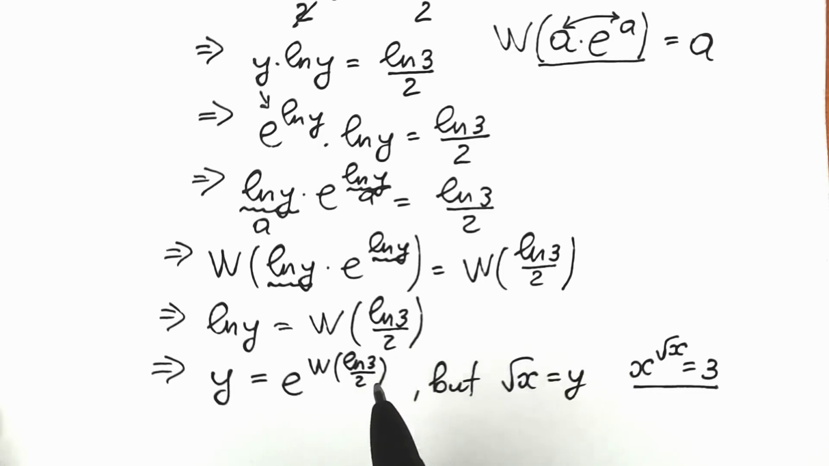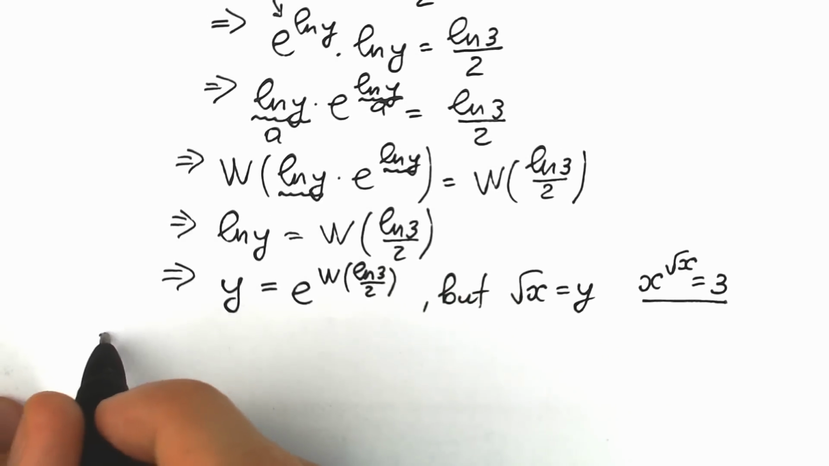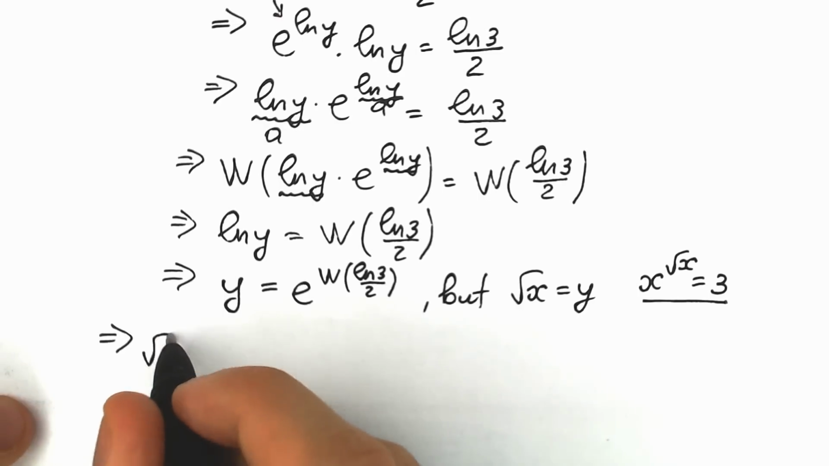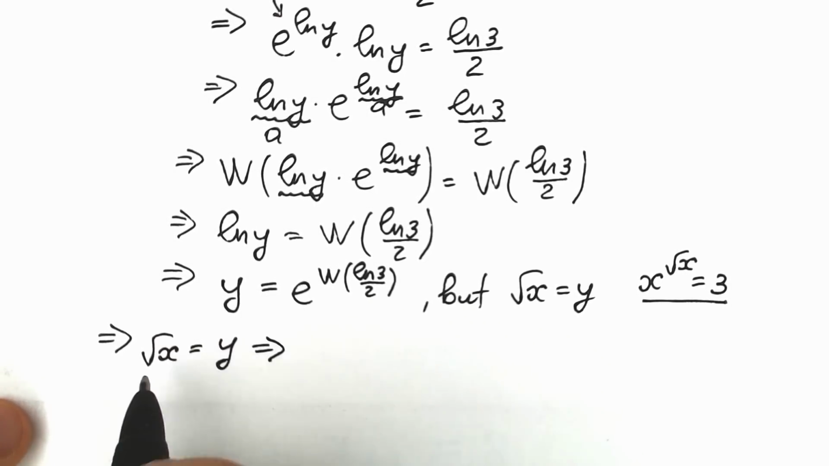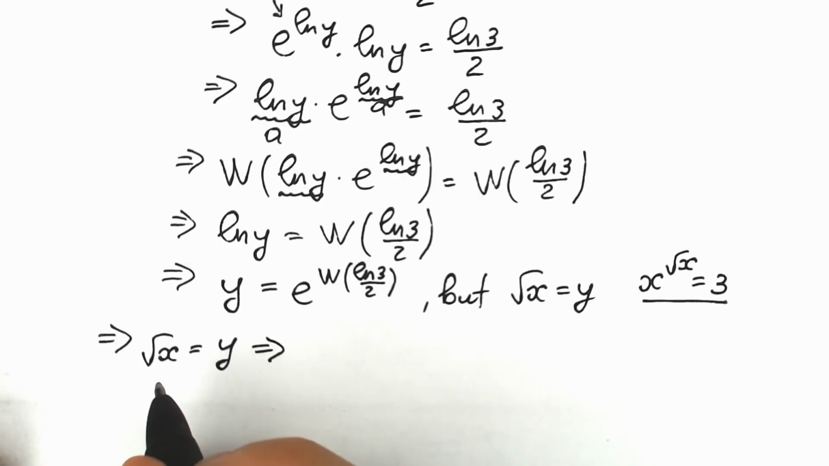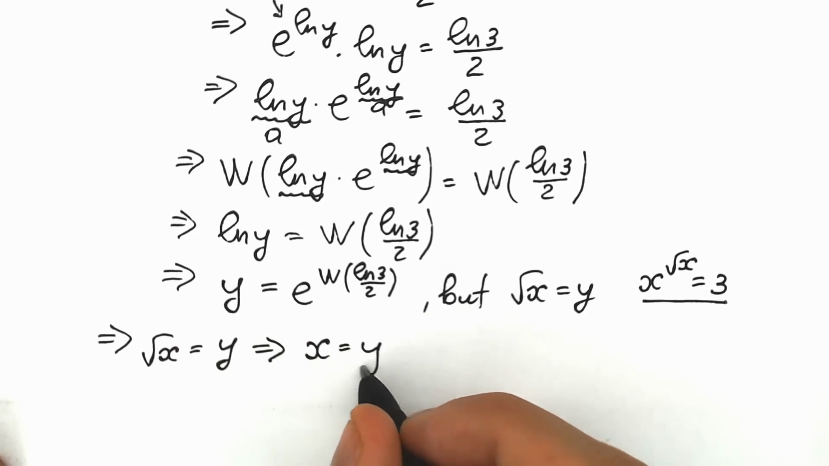So this looks like a basic thing for us: to write a substitution and to find our x from this y. Okay, so let's do this right now. From this step we know that the square root of x equals y. So if we raise both sides to the second power, we have that our x equals y squared.